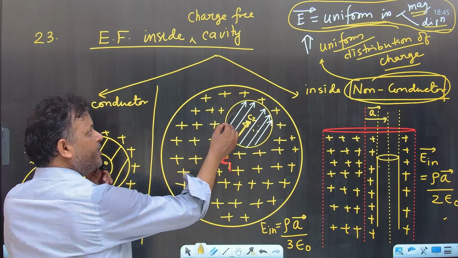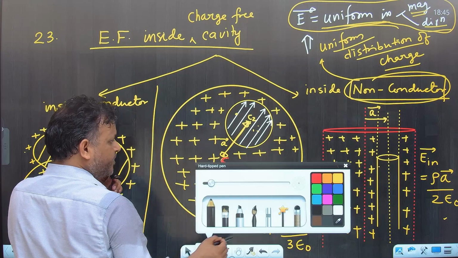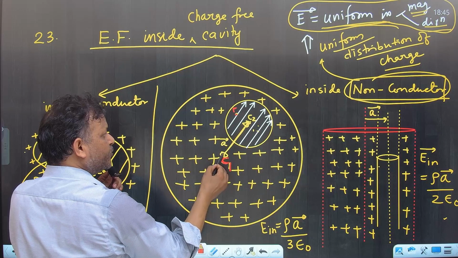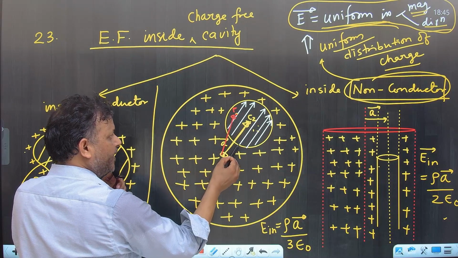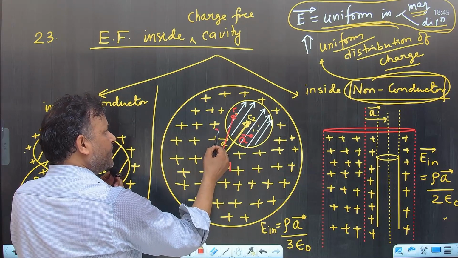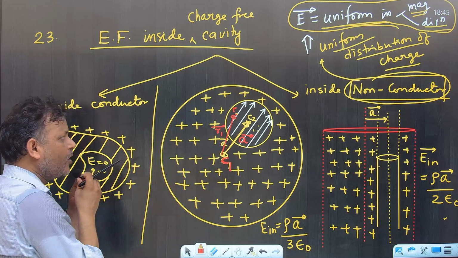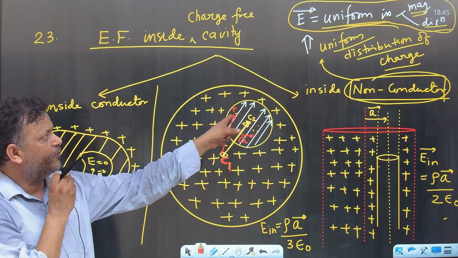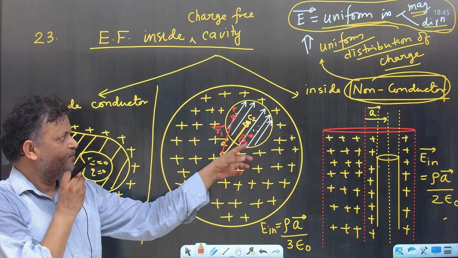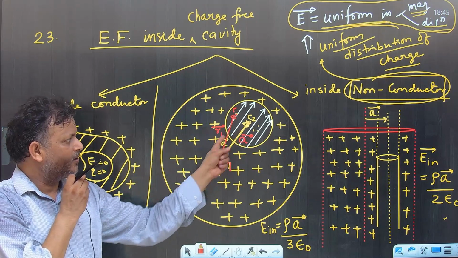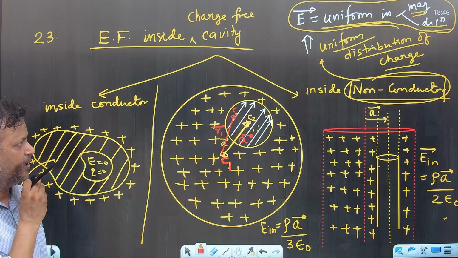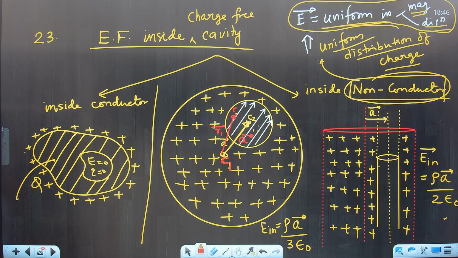And at this point P, it is very interesting, it has been asked in IIT JEE that at point P, if this position is R1 and this is A, the electric field will not depend on R1. The electric field will not depend on R1 because it is independent of the location of the point inside the cavity; it depends only on the C1 C2 vector. It is independent of R1.